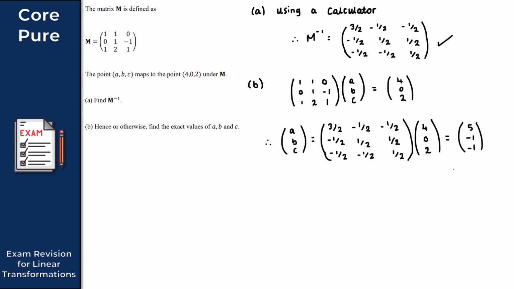Okay. So don't just leave your answer like this. Do state the exact values of A, B, and C. So A is 5, B is -1, and C is also -1, right? Therefore A is 5, B is equal to -1, and C is also equal to -1. Perfect. Okay. And there we go. So that gives the exact values of A, B, and C, and that gives the solution to part B and the solution to the very last question, question 3. And that brings us to the end of this video on exam revision for linear transformations.